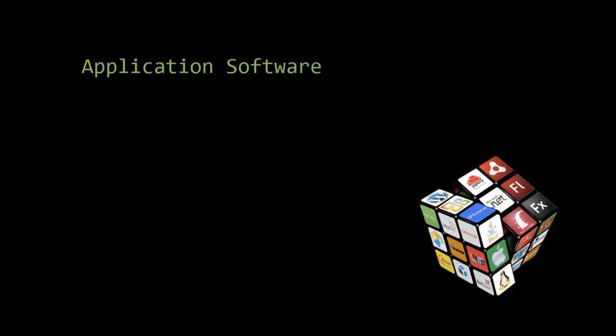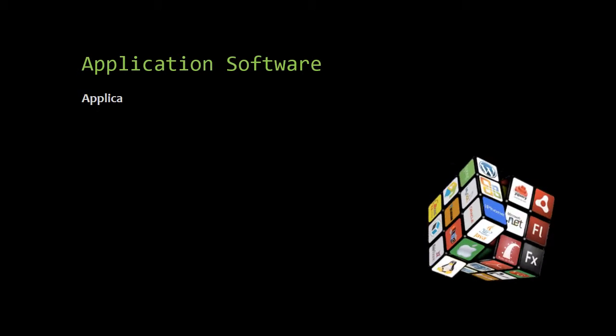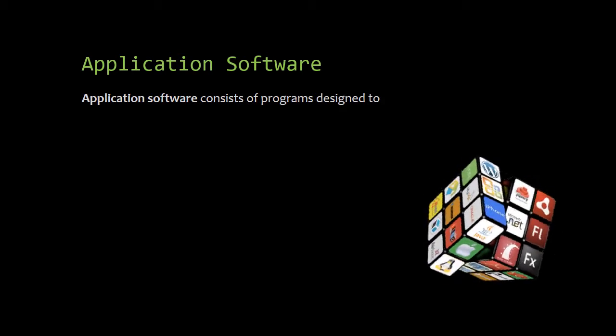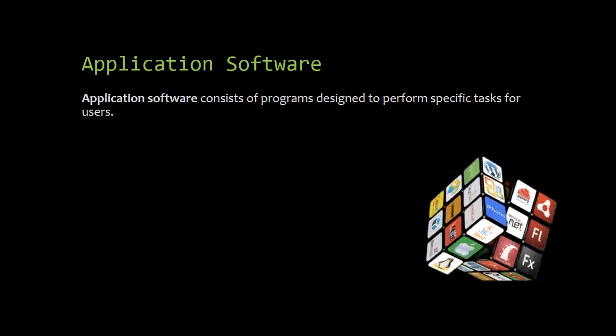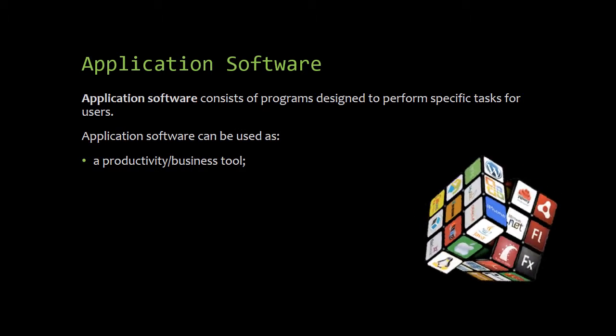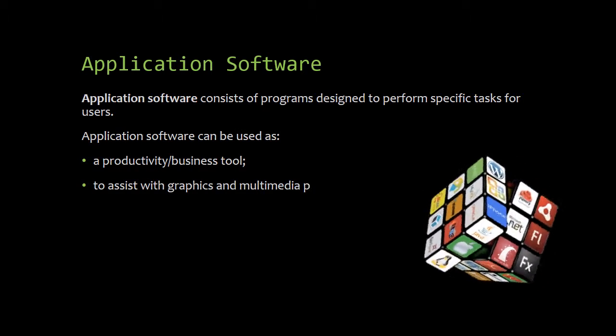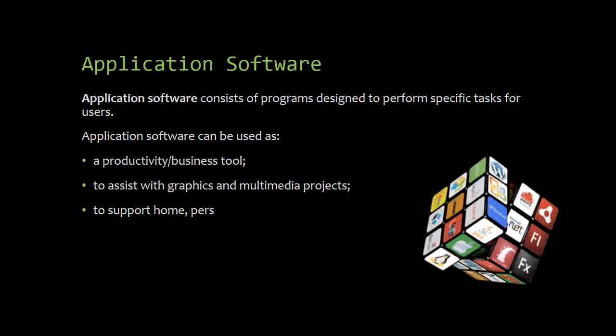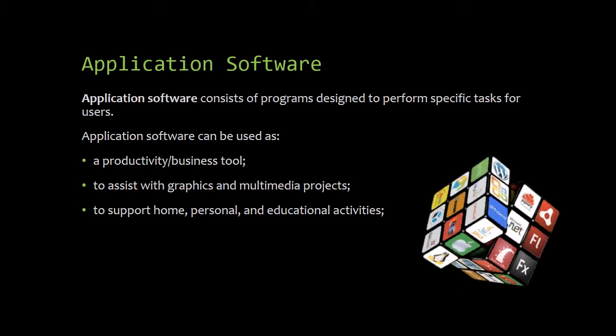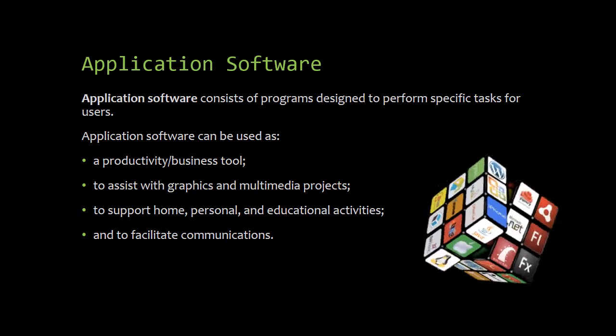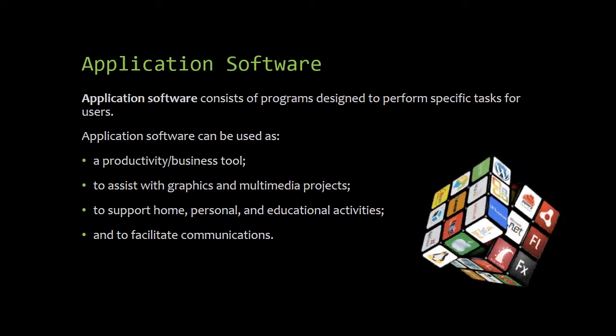Application software. Application software consists of programs designed to perform specific tasks for users. Application software can be used as a productivity or business tool, to assist with graphics and multimedia projects, to support home, personal, and educational activities, and to facilitate communications. Specific application software products called software packages are available from software vendors.